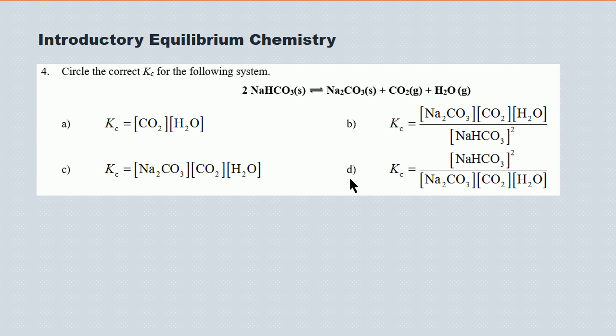Circle the correct Kc for the following system. Well, we have to be mindful that the reactant here is in solid phase, and so is the first product. We ignore both of those, and the Kc is going to be the concentration of CO2 times the concentration of H2O, and the answer is A.